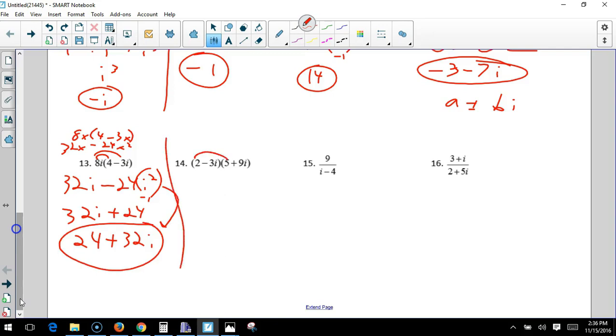14, we're foiling. First, 10. Outer, plus 18i. Inner, minus 15i. Last, minus 27i squared. Again, parentheses, negative 1. This negative 1 is going to make the negative 27 positive. If you need to write that out, you can, or if you just want to add that right to the 10 and do that right now, put the number in front, you can. And then 18i's minus 15i's is plus 3i. Complete.